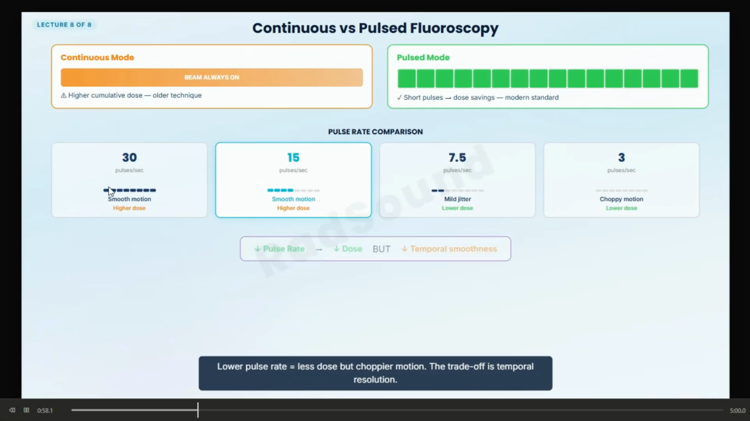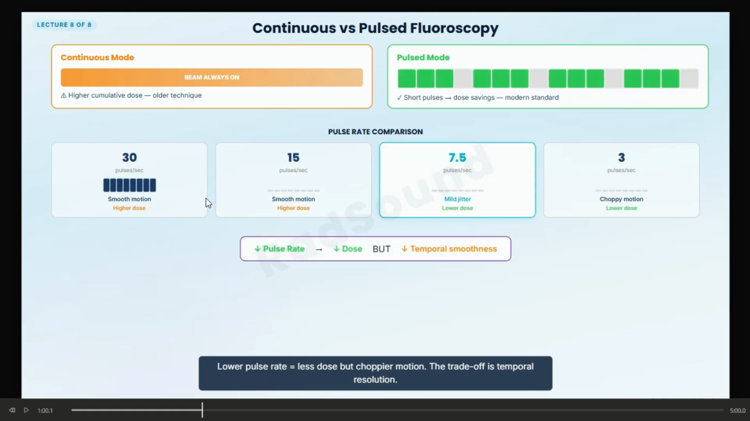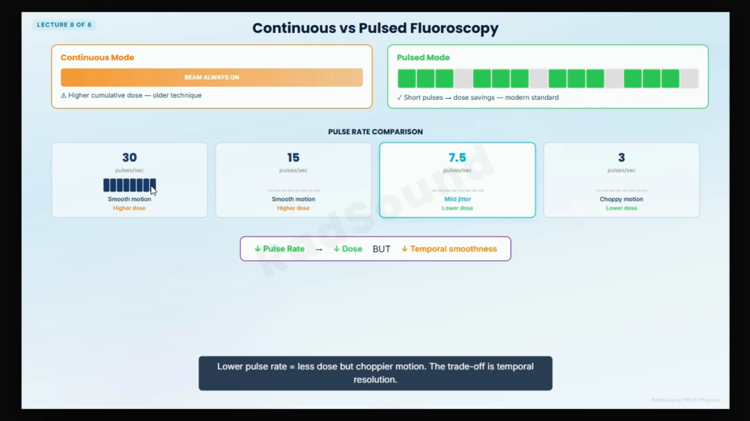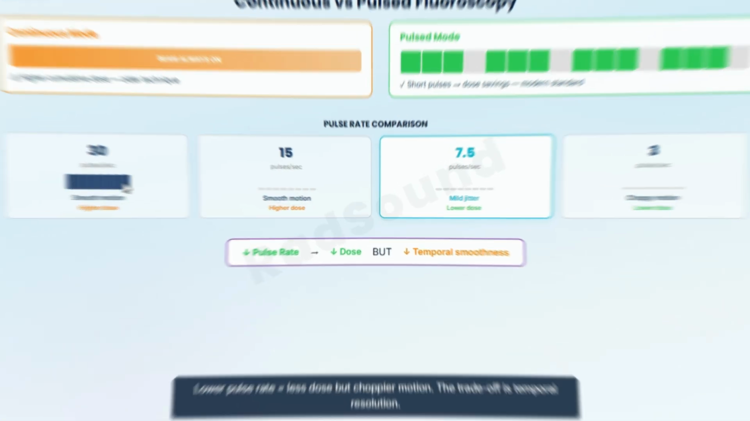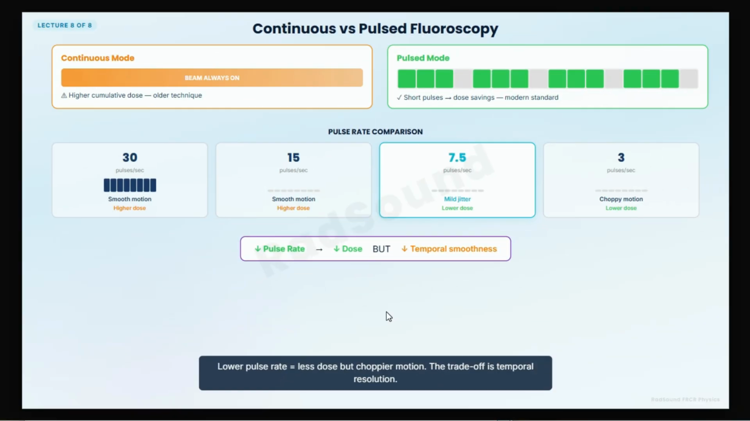So you see this 30 is a bit smoother motion. So less pulse rate means less dose, but less temporal smoothness or temporal resolution. So pulse rate is related to temporal smoothness. Lower pulse rate equals less dose but choppier motion. The trade-off is temporal resolution. You have to consider both of them.